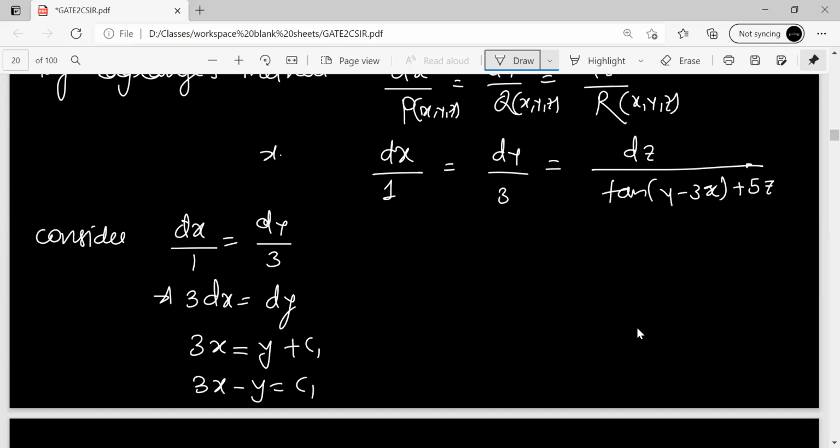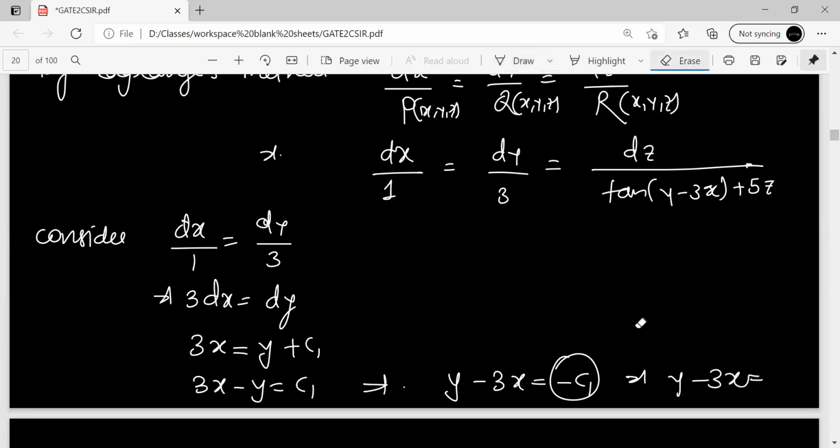But wait a second. I'll not write 3x minus y equal to a constant. Instead, I'll multiply with a minus sign. So I'll be getting y minus 3x equal to some minus constant, but this is a constant, so I'll replace it by another constant. I'll say y minus 3x equal to some k1. It's a constant only. It will be helpful. It will come later. Don't worry.